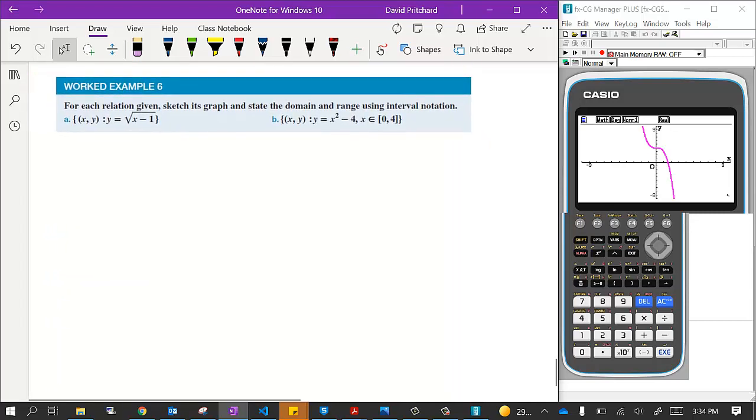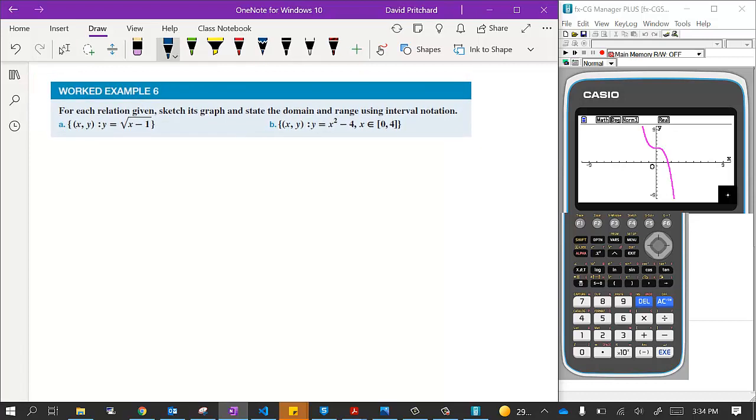Our final question is a little bit harder. We're looking to sketch the graph, state the domain and range using interval notation, but we're going to have to consider an implied domain, because it doesn't tell us. So this first one is the perfect example for us because we already looked at one of these. We know that square roots are impossible when they become negative. So x must be greater than or equal to 1 for this to work. If it's 0 or it's negative, then we get a negative number, and that's impossible.